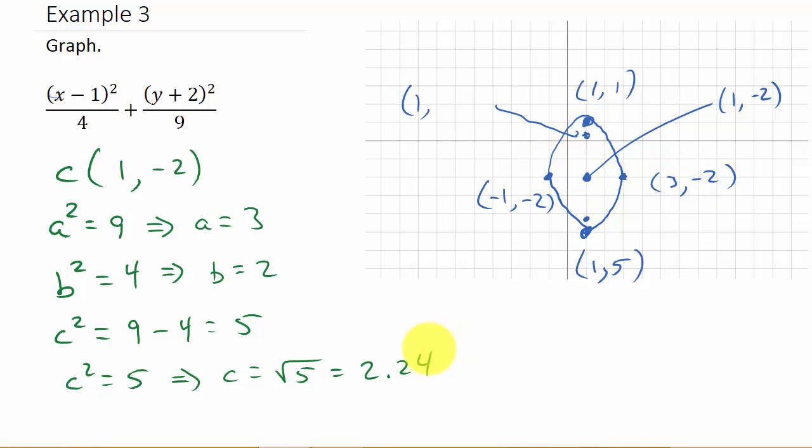For this point, that's going to be 2.24 minus 2. We go up 2, or from here it's 2.24, and then we take off the 2. That gives us 0.24. So we didn't need a calculator there. And then for this point, we come down 2, and then we go 2.24 more. So 2 plus 2.24 gives us the point 4.24. And so that's your graph.